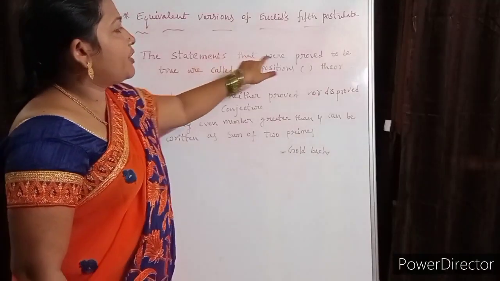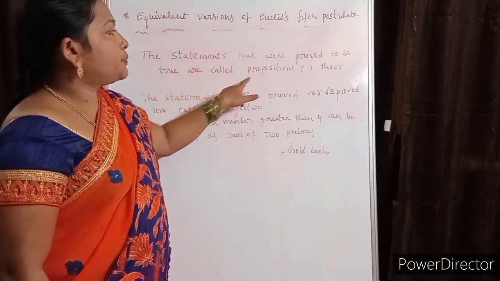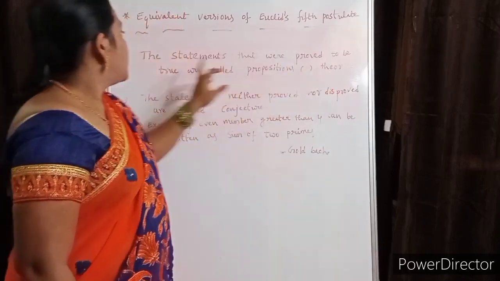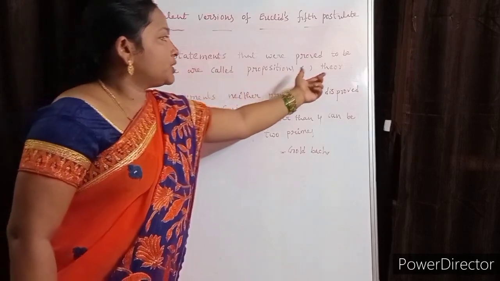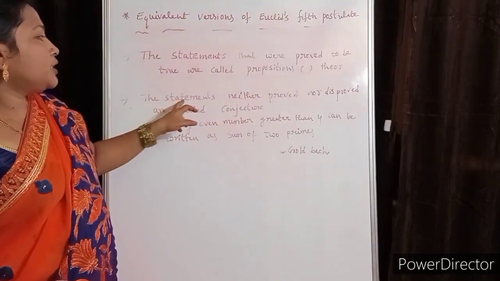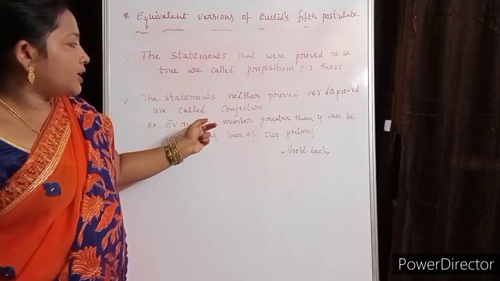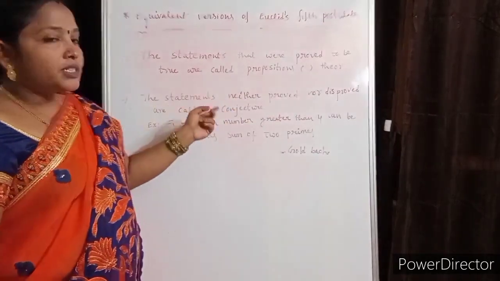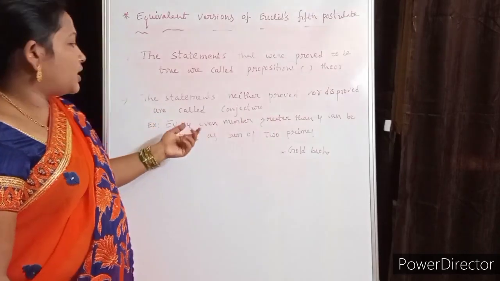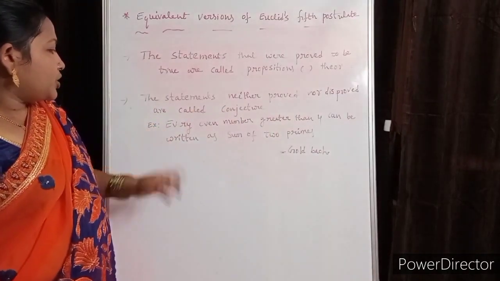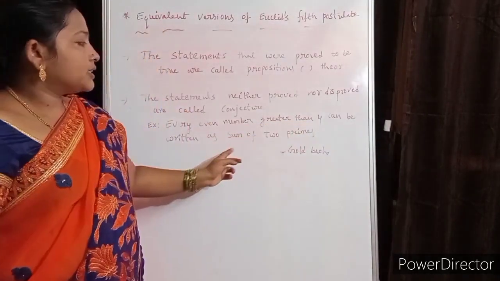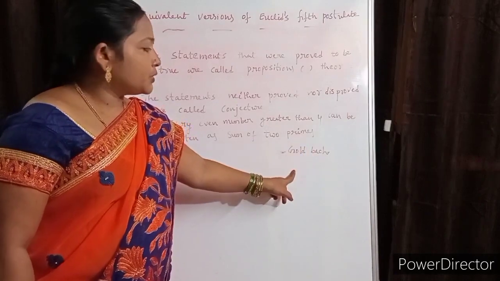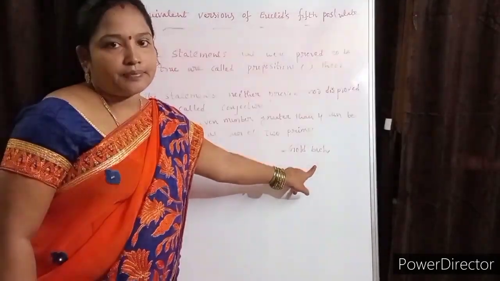The statements that were proved to be true are called propositions or theorems. The statements that one can neither prove nor disprove are called conjectures. For example, every even number greater than 4 can be written as the sum of two primes. This is Goldbach's conjecture. Let us discuss exercise 3.1.